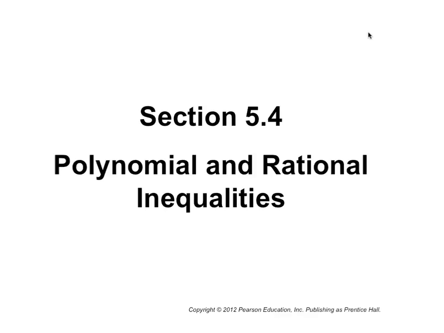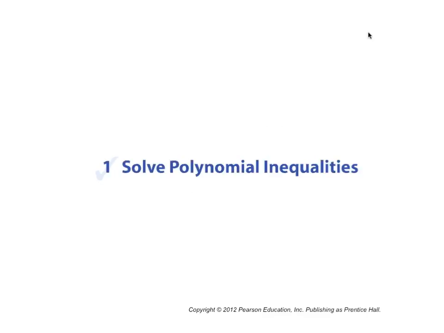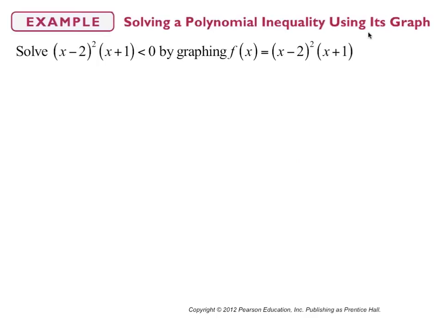So let's start with Section 5.4, which is about polynomial and rational inequalities. The first thing that we want to learn how to do is to solve polynomial inequalities, which we actually have already done a little bit of, and then we're also going to solve some rational inequalities. The first way that you can use to solve these polynomial inequalities is the same way that we solved the quadratic inequalities, which was using its graph.